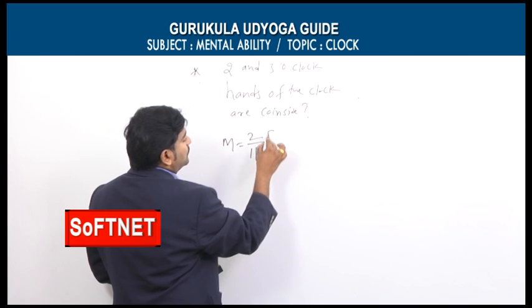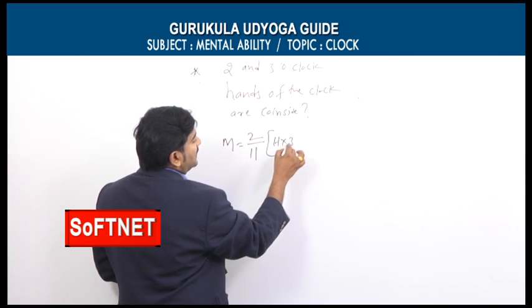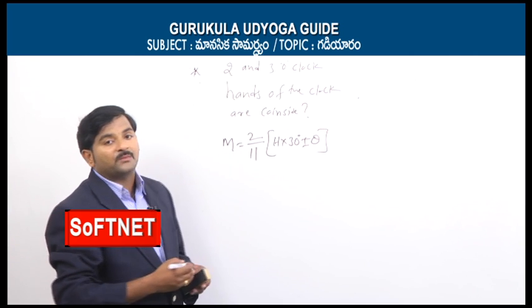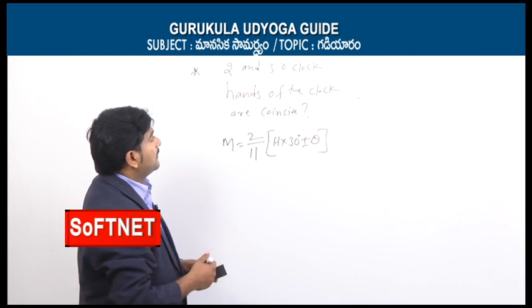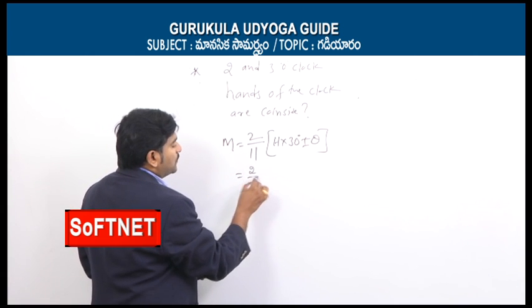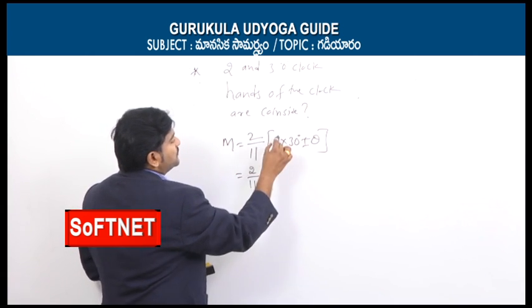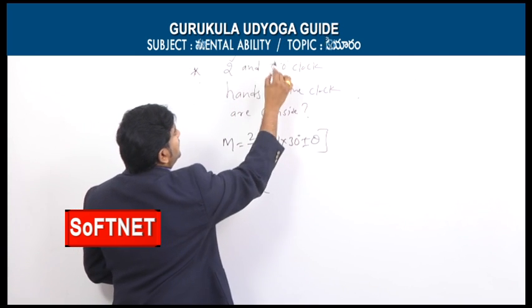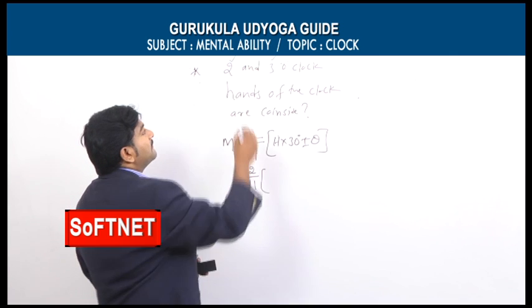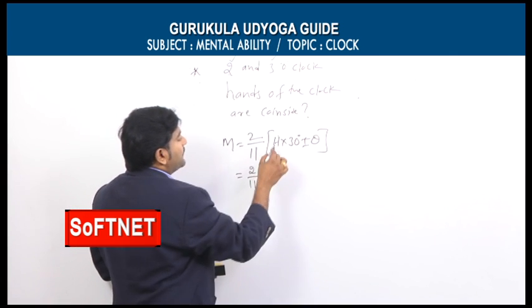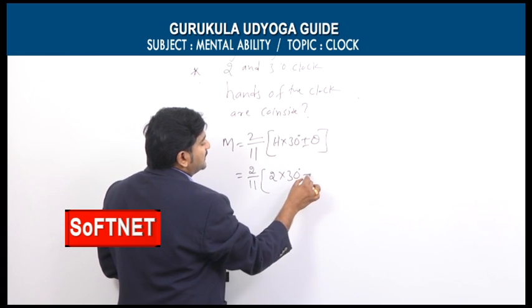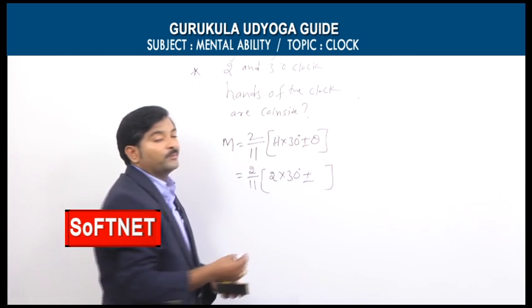The formula we wrote is m = 2/11 × (h × 30 degrees ± theta). By using this formula, we can find out the minutes. So now we will substitute in this formula. 2/11 into h: here you mentioned 2 o'clock and 3 o'clock. What is our starting hour? The starting hour is 2 o'clock. That's why we take h = 2, into 30 degrees plus or minus. What could theta be?